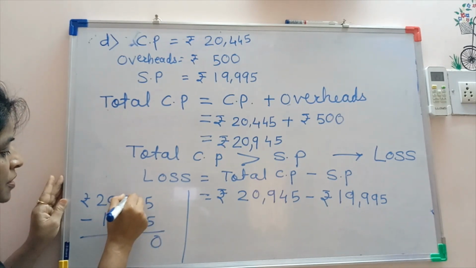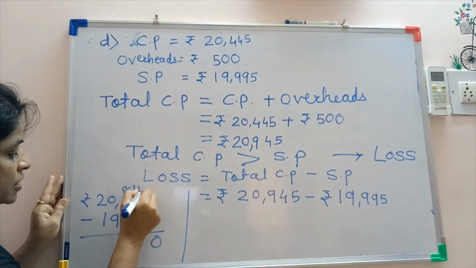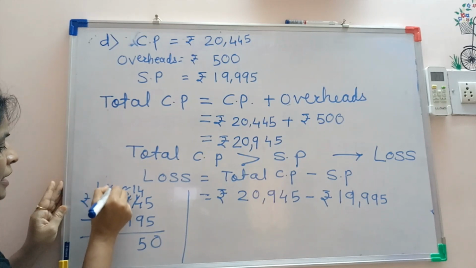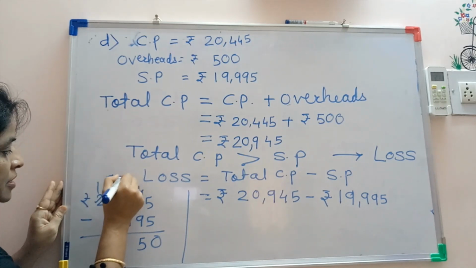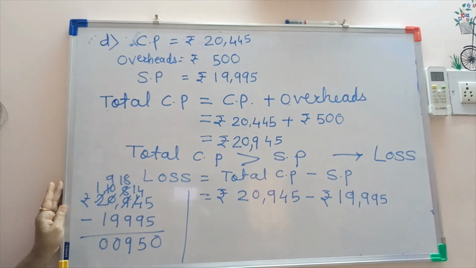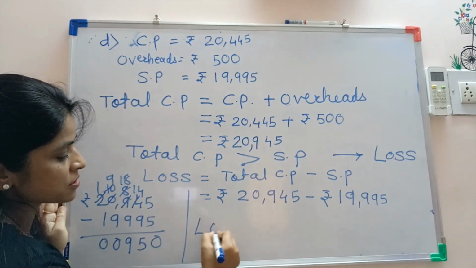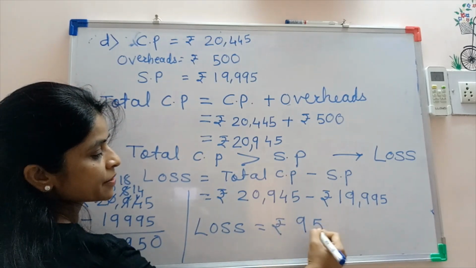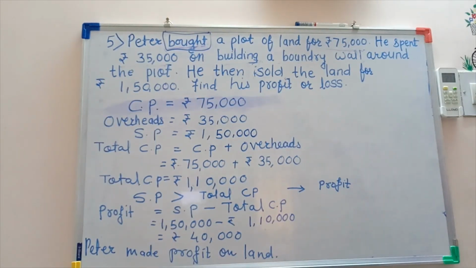5 minus 0. Regroup the number. 14 minus 9 becomes 5. Again you have to regroup the number. That becomes 9 and becomes 18. 18 minus 9 becomes 9. 9 minus 9 becomes 0. 1 minus 1 becomes 0. So the loss is equal to rupees 950.